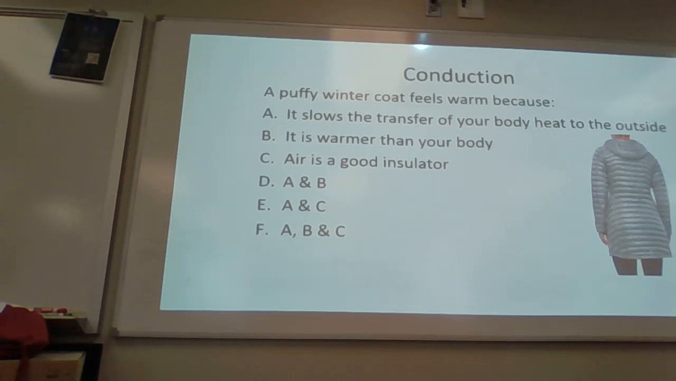So wrap yourself in there. The coat doesn't feel warm because it's warm. It's because you're warm, and it's just slowing down the rate of heat transfer away from you. Air is such a good insulator.